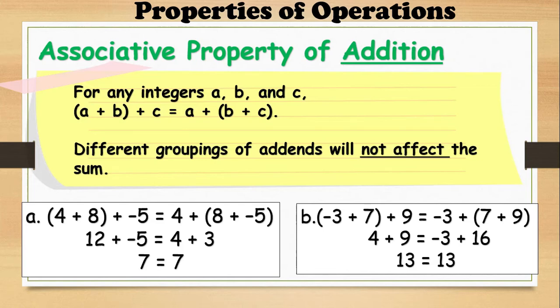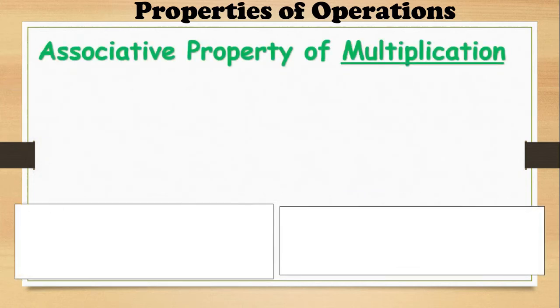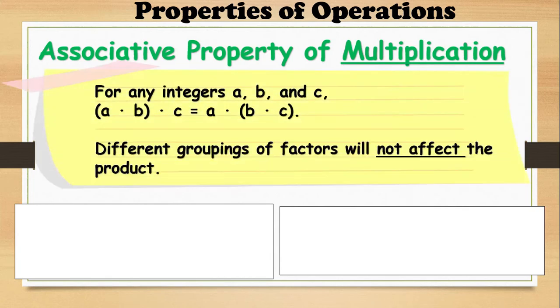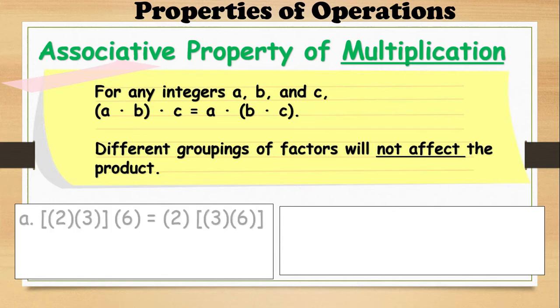Okay. How about associative property of multiplication? For any integers a, b, and c, quantity a times b times c is also equal to a times quantity b times c. Okay, so different groupings of factors will also not affect the product. So ito example natin, magkagrupo yung 2 times 3 and then nasa labas yung 6. So we have 2 times 3 times 6 equals 2 times the quantity 3 times 6.